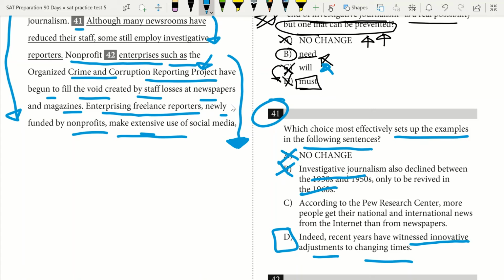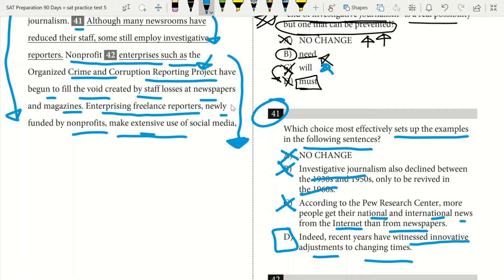Now, option C, according to the Pew Research Center, more people get their national and international news from the internet than from newspapers. Once again, that's not addressing those innovative ways that come to follow, right, that are in the following sentences. Now, does it address it more than A and B? Yes, but at the same time, that's also not addressing the key part here that is investigative journalism.